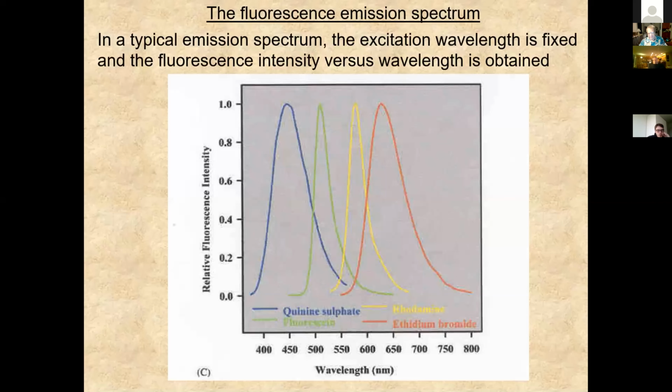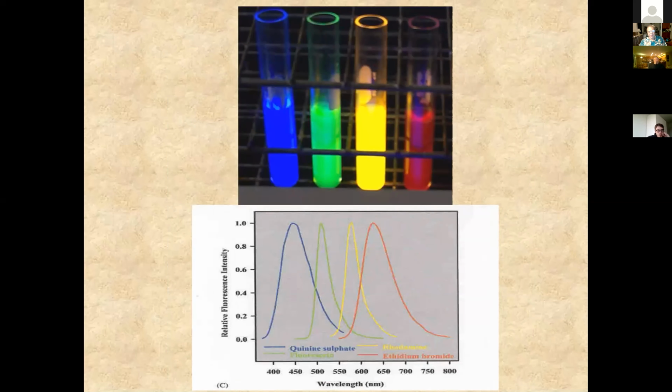Here we see four different fluorophores: quinine, fluorescein, rhodamine, and bromide, and their emission spectra. And I'd like to show you what these solutions actually look like under a UV hand lamp. When you've been in the field as many years as I have, and Enrico also, of course, you can look at these colors under the hand lamp and judge within a few nanometers usually where the emission maximum is.